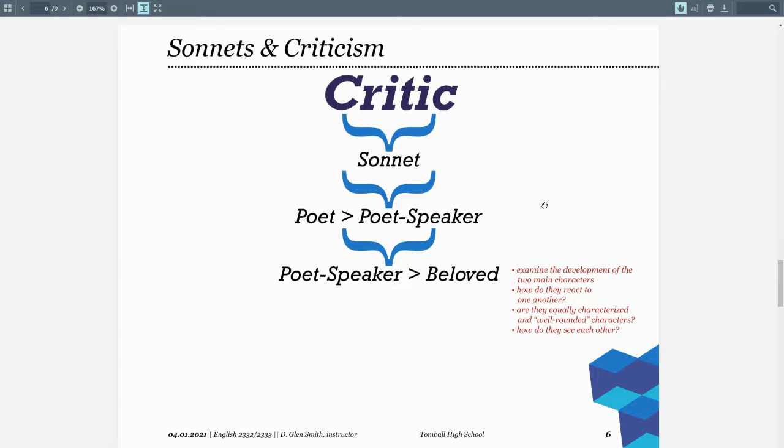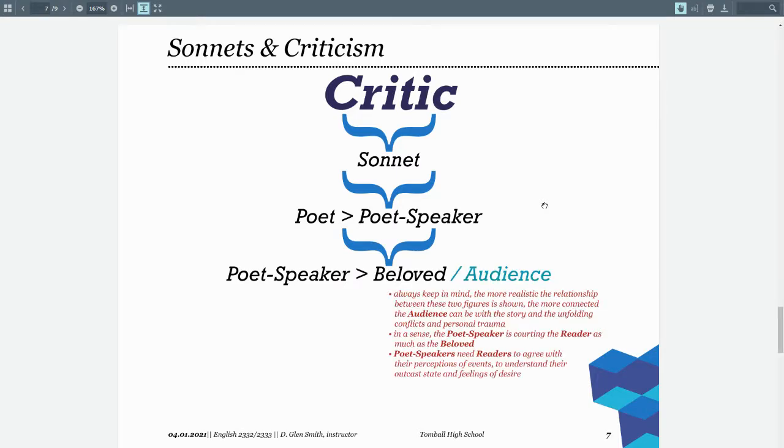Okay. So you can see how this analysis sort of blurs off of the previous category. Okay. The other thing of importance, in some situations, you always got to keep this in mind. The more realistic the relationship, the more the audience can connect to the poem. Okay? The audience wants to see and understand the story, the conflicts and the traumas that the poet speaker is going through. So, in a sense, the beloved is a part of the audience.